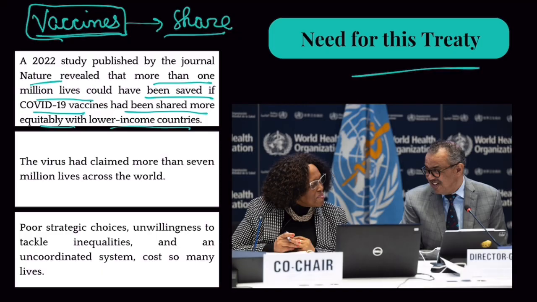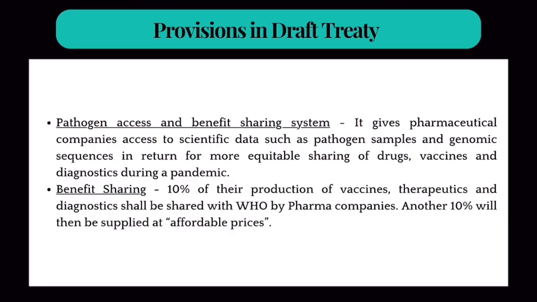The virus had claimed more than 7 million lives, but 1 million lives, as per WHO, were lost because developed countries refused to share these vaccines. So, poor strategic choices, unwillingness to tackle inequalities, and the uncoordinated system cost so many lives. Hence, we need this treaty. Now, what are some of the provisions of this draft treaty?